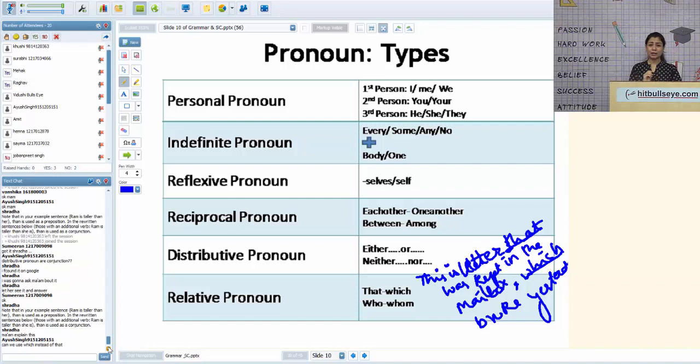Yes, Shraddha, I'll just take up your doubt as soon as I finish pronouns. Could you please just wait for another 5 minutes?